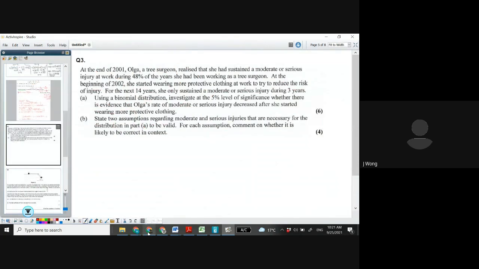Another hypothesis testing from statistics. So there was a tree surgeon who realized that she has some serious injuries at work in 48% of her years. Wow, that was not great. And then starting from 2002, she started to wear some protective clothing to reduce the risk. Okay, let's highlight that first. And then in the next 14 years, she only sustained moderate or serious injuries during 3 years.